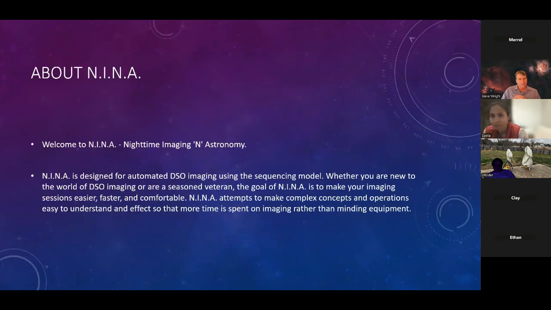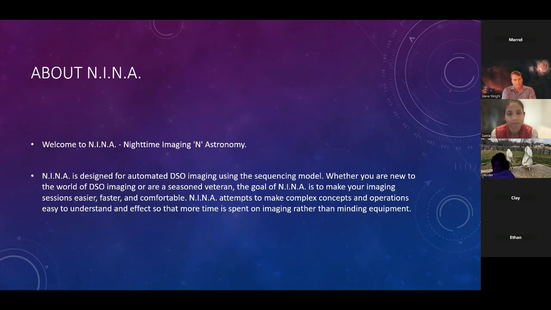Okay, overview. I'm going to go through these first 25 slides or so fairly quickly, because it's really straight out of the documentation for Nina. Nina was designed for automated deep sky object imaging using a sequencing model. Kind of like Sequence Generator Pro, which is like the big brother to Nina, even though Nina's going to be competing with it because they're adding more and more features to it. Plus, being the free model, a lot of people are jumping on board. It's been around for 5-6 years now, maybe a little longer.